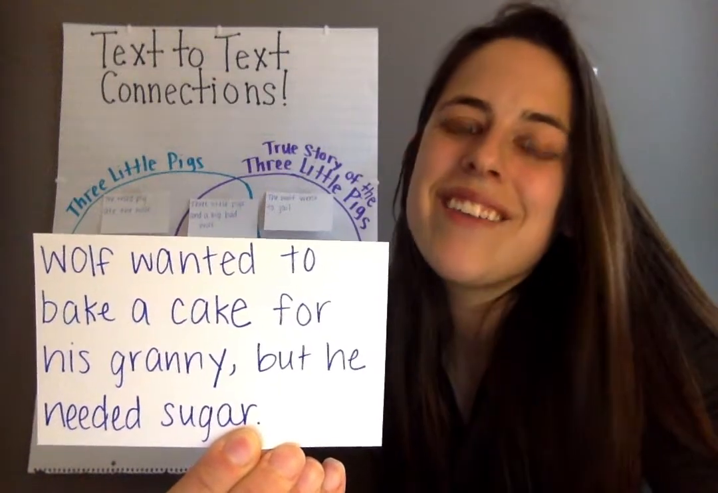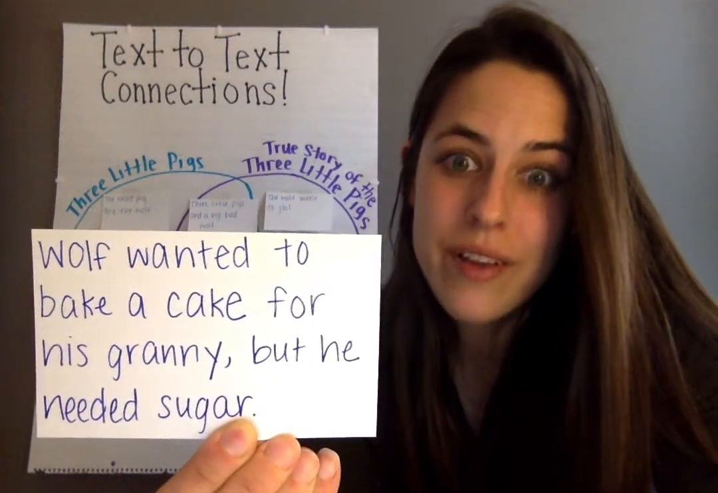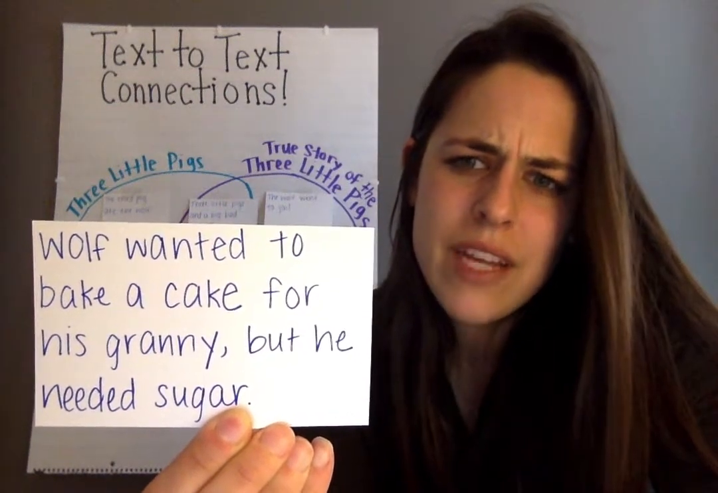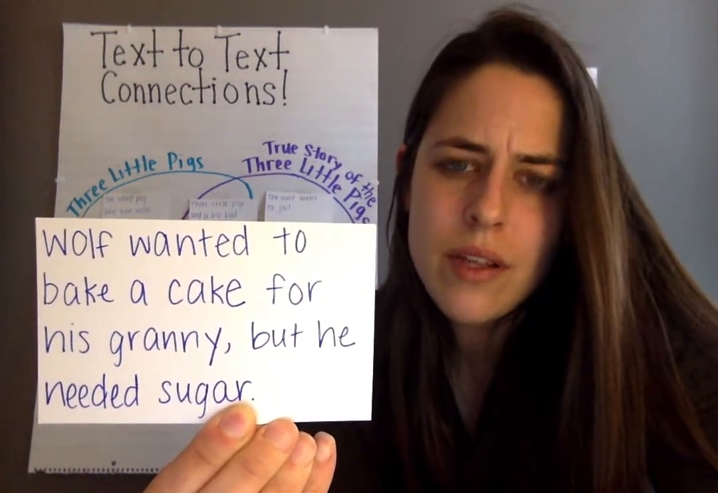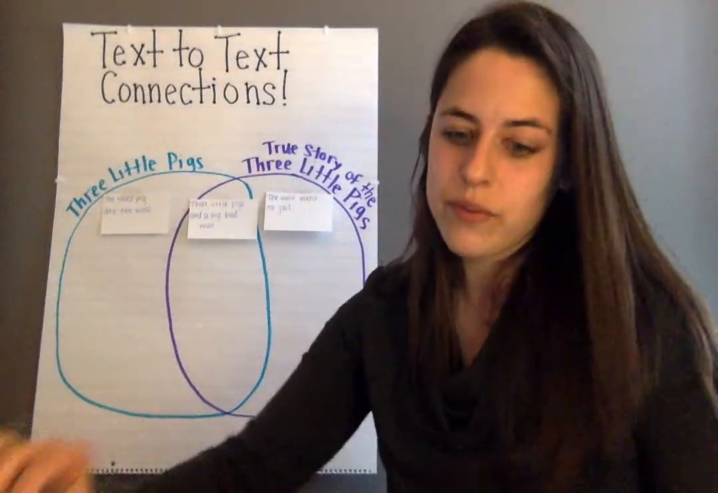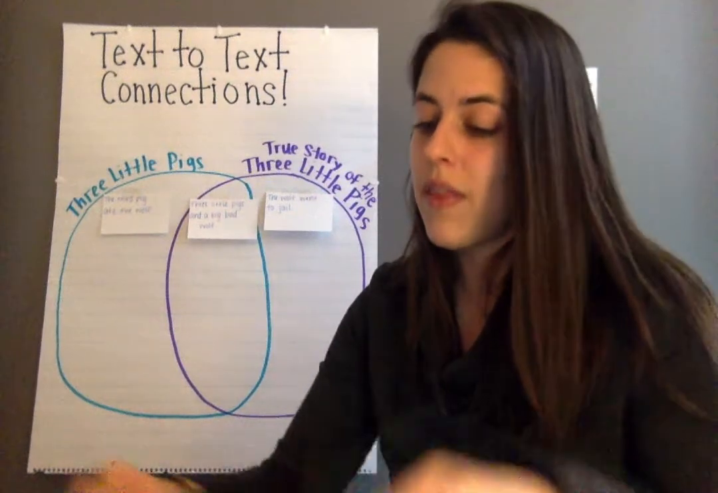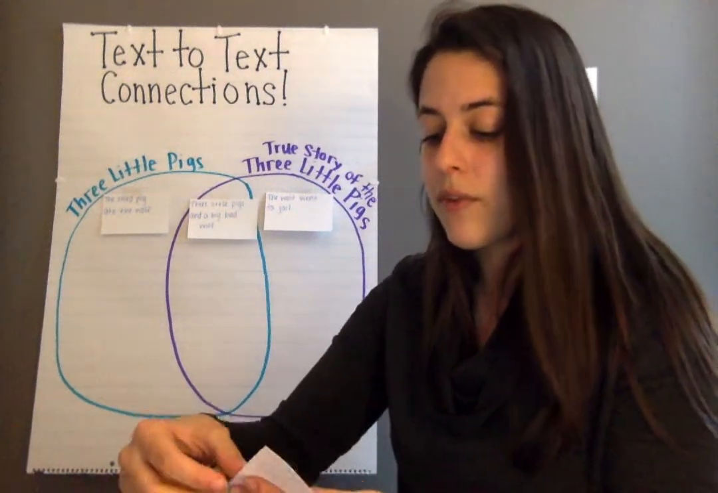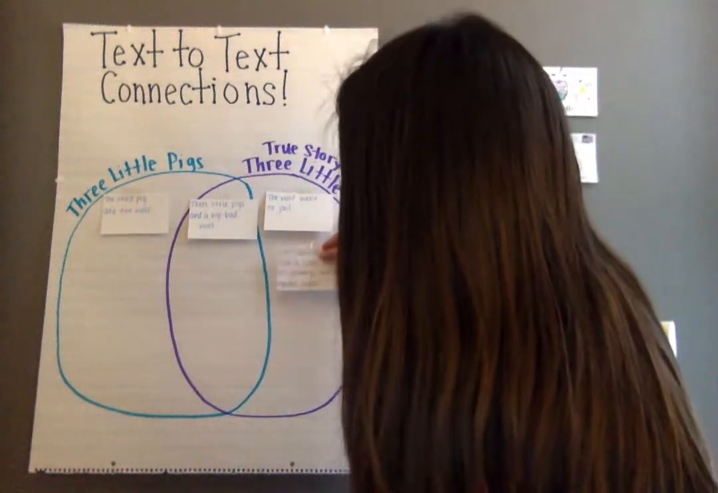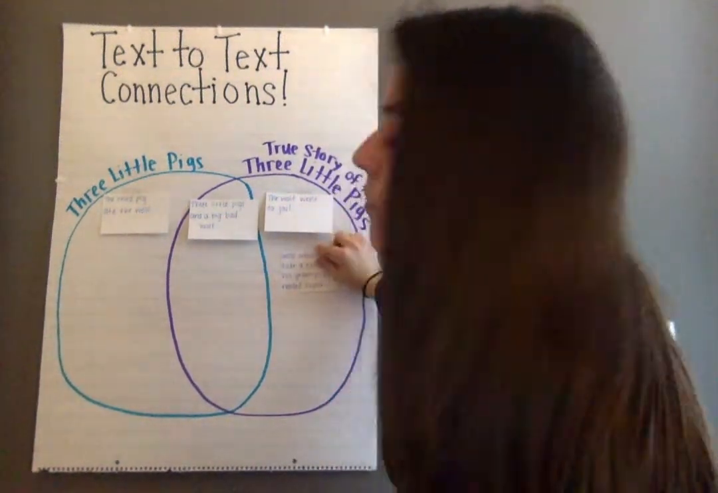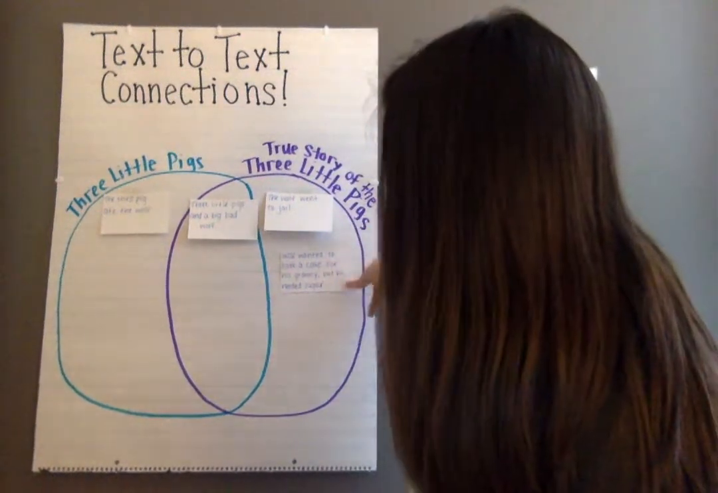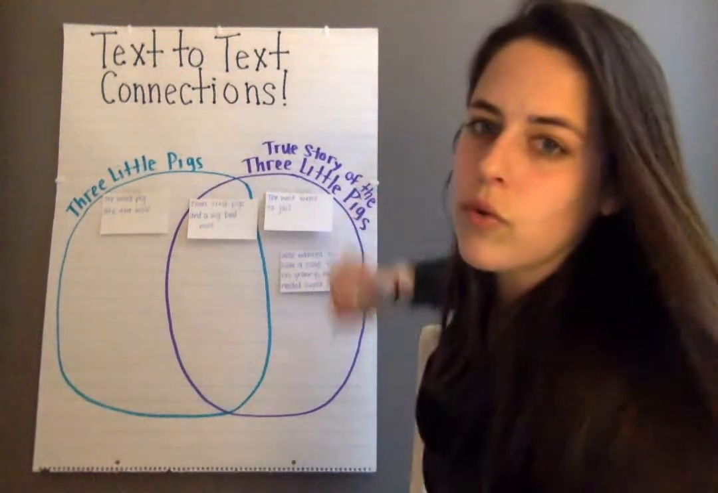You're right, it is unique to one of the stories. Now, in your mind, I want you to think, which story did the wolf need sugar? If you said the true story of the 3 little pigs, the one that I just read to you, you are correct. In that story, the wolf wanted to bake a cake for his granny, but he needed sugar. So this is how the true story of the 3 little pigs is different from the original 3 little pigs story. So I'm going to put it under the title for the true story.